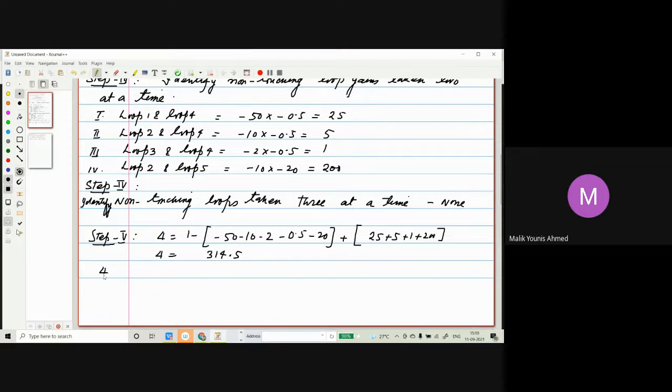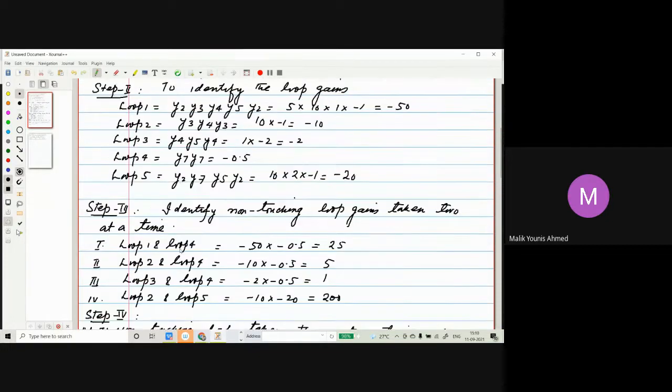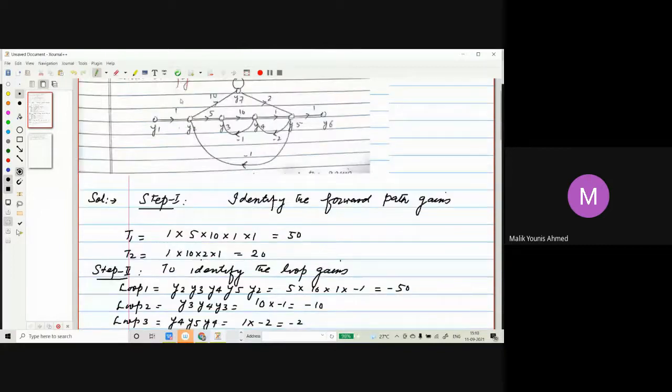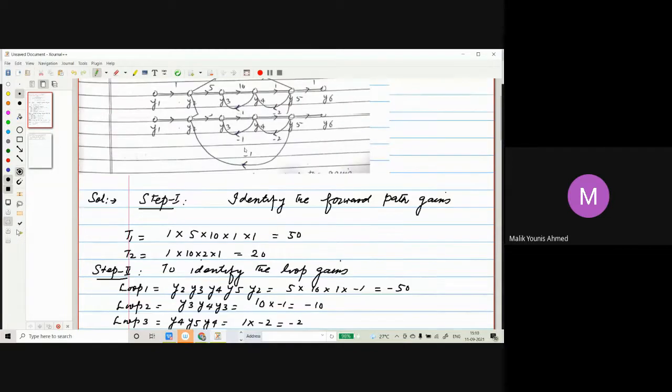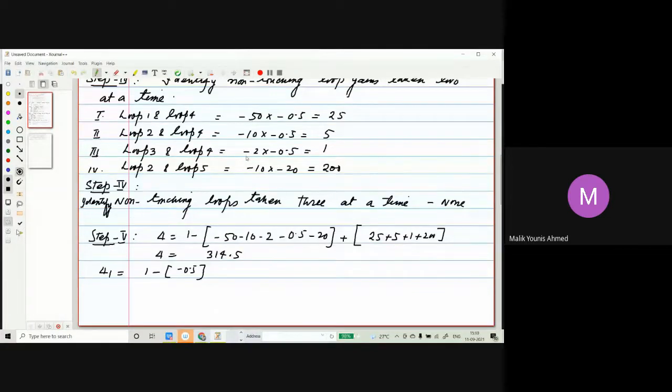So delta 1 is formed by eliminating all the loop gains that touch path number 1. So it will be 1 minus minus 0.5. You can very clearly see this is the first path. So loop number 1, loop number 2, loop number 3, and fourth. Only this one is not touching. So 0.5 we'll write there. So that is 1.5.